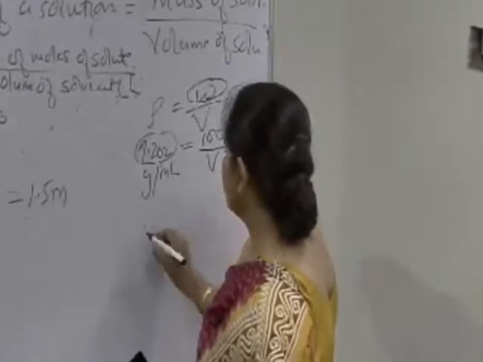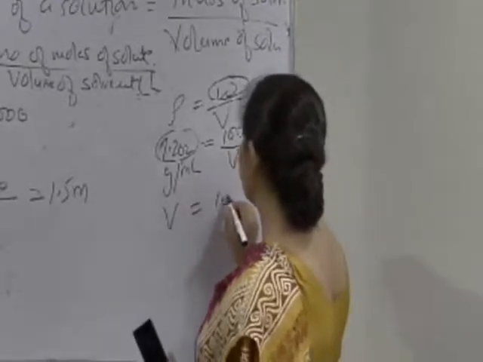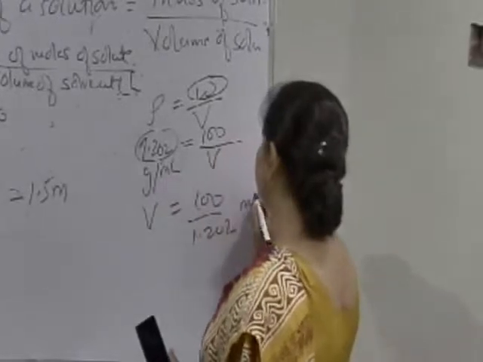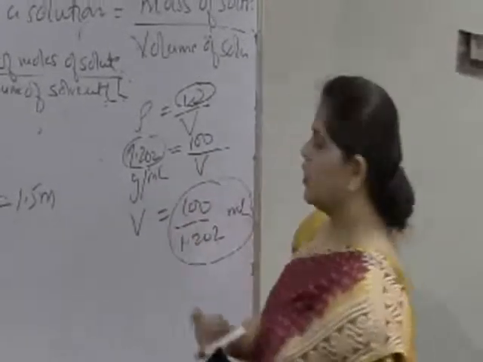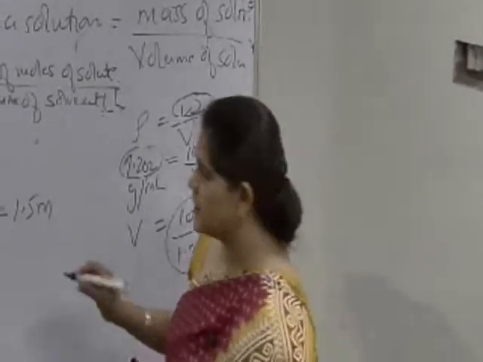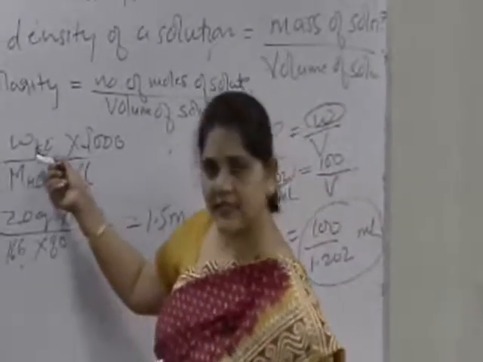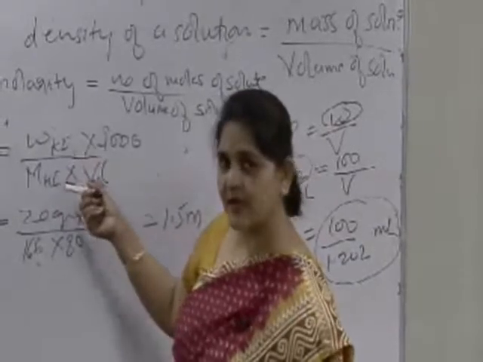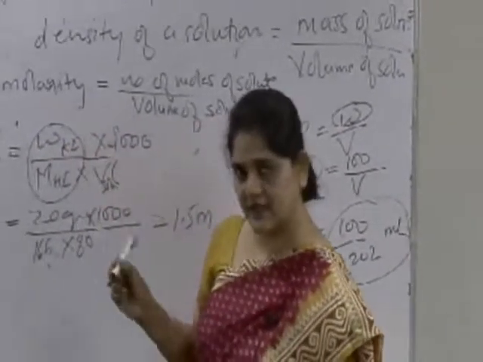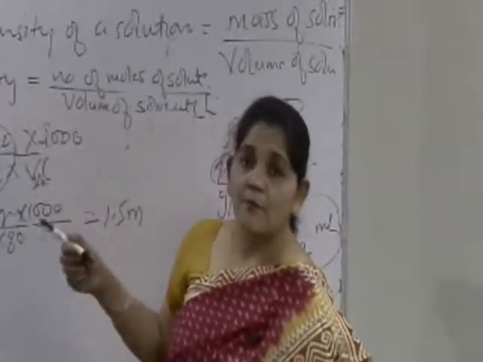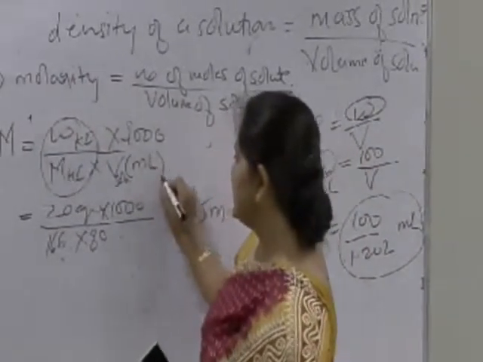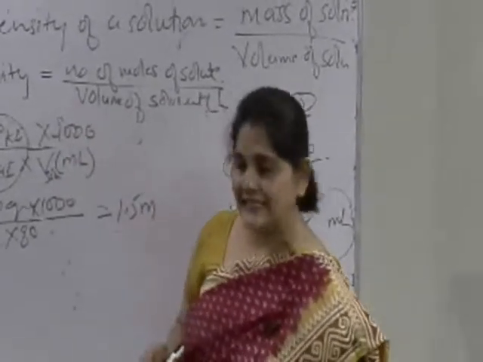V is 100 upon 1.202 ml. That means you get the volume in milliliters because your density was given in grams per milliliter. So when I am expressing the concentration, the formula is the number of moles of the solute, which is the given mass upon the molar mass, per liter of the solution. Since the volume is in milliliters, I will convert it into liters.